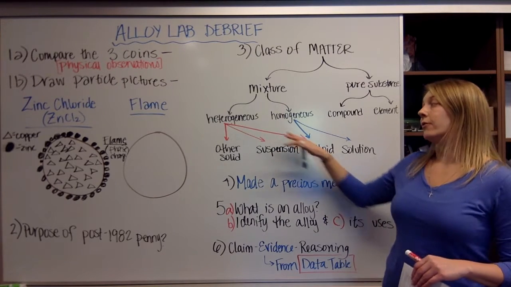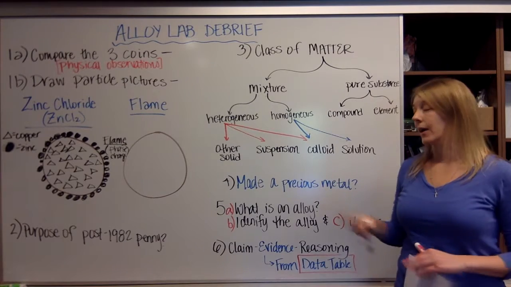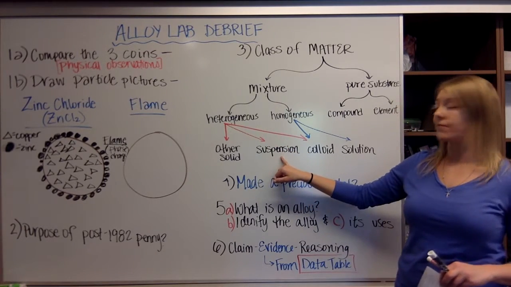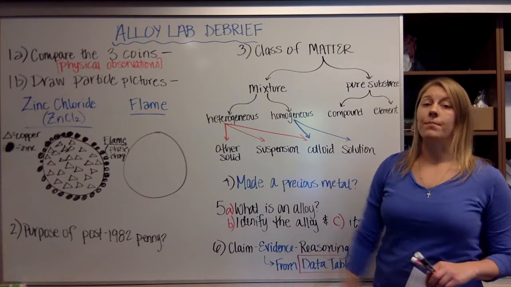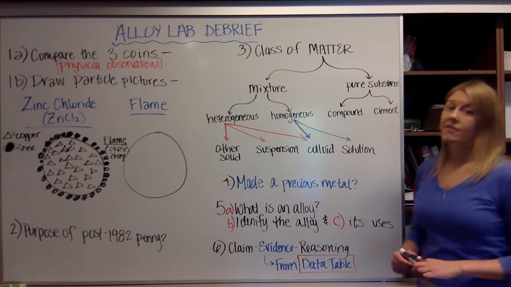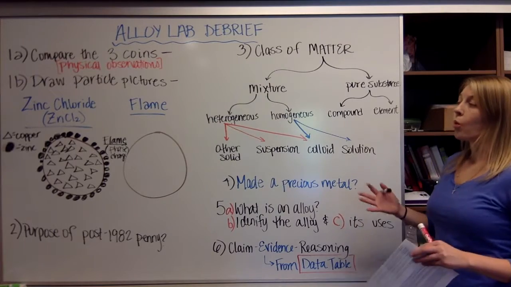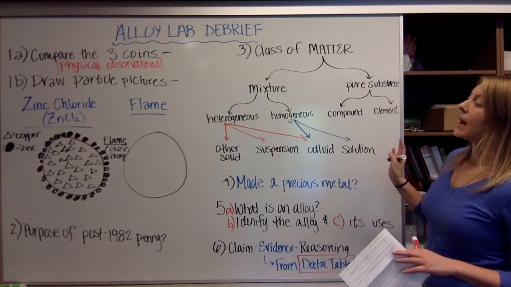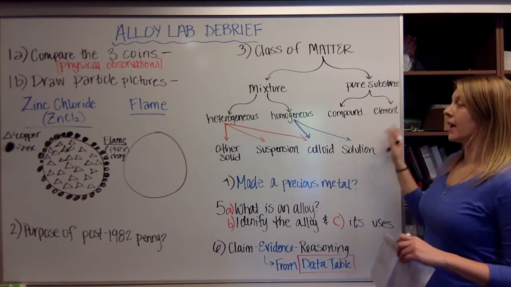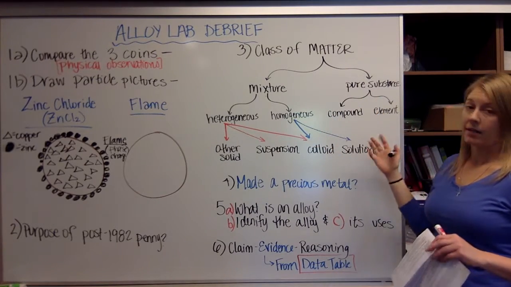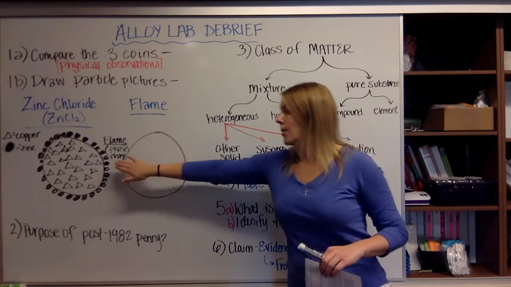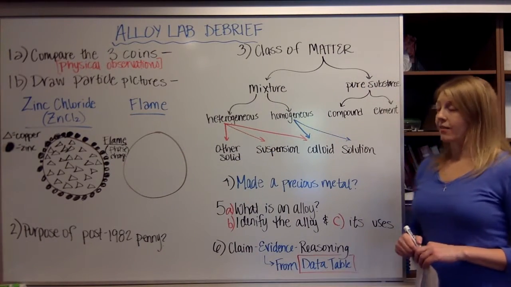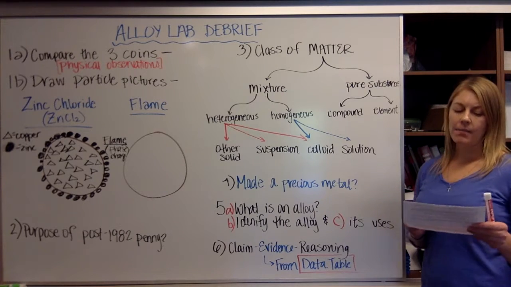At the micro level, they're actually heterogeneous. They're not the same throughout. Our heterogeneous mixtures can also be suspensions, which settle out if left to sit, or they can be any kind of other solid. Okay, so you need to figure out what's going on with that penny. What is it before we did anything to it? And then after we actually treated it in the flame, what has it become? Okay, if anything different. You might take notice of what phase change you say is going on there, for this question.